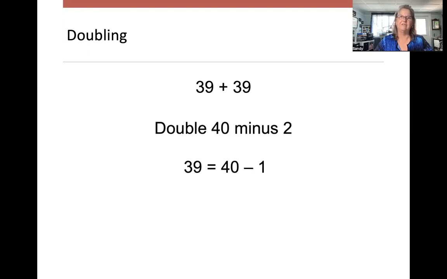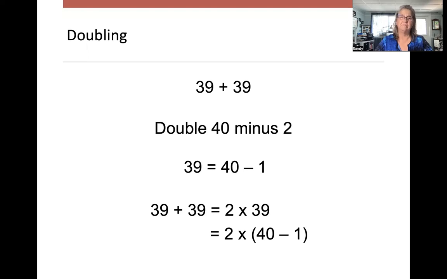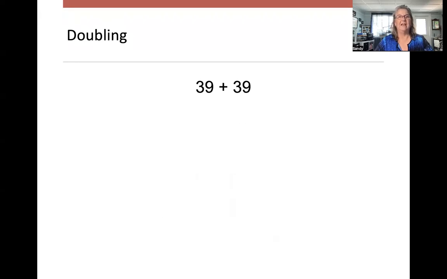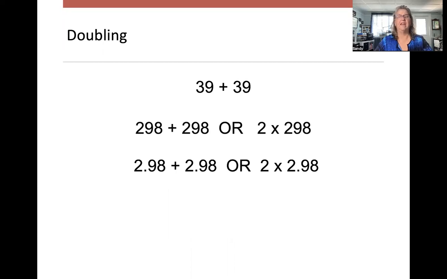See, how am I thinking of 39 in this case? As 40 minus 1. What did I do? To double 39, I'm doubling 40 and removing 2. Distributive property again. If I use it for double 39, I could use it for double 298, right? Double 300 minus 4. And if I can use it for double 298, I can surely use it for double 2,980, double 3,000 minus double 20.